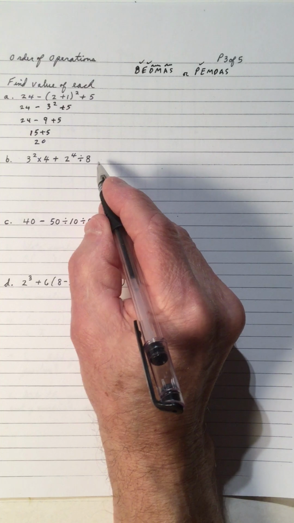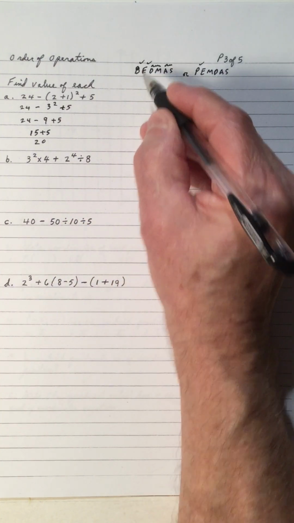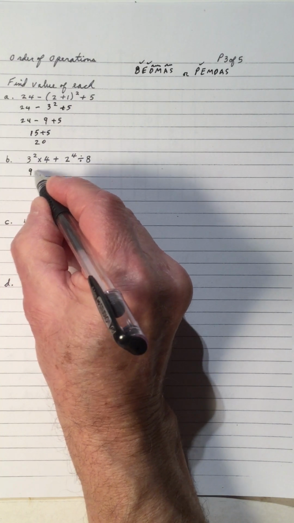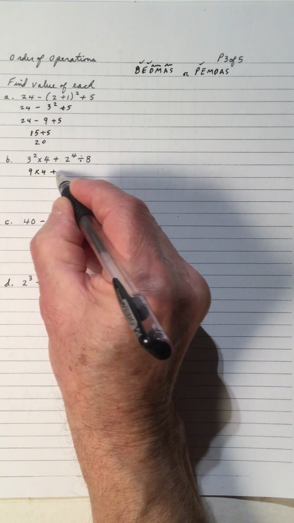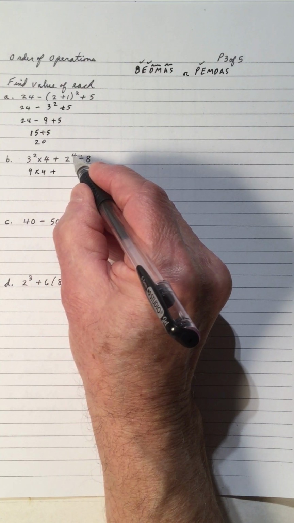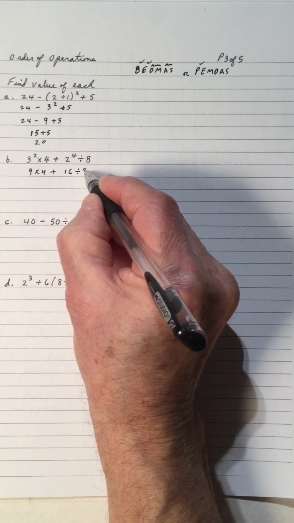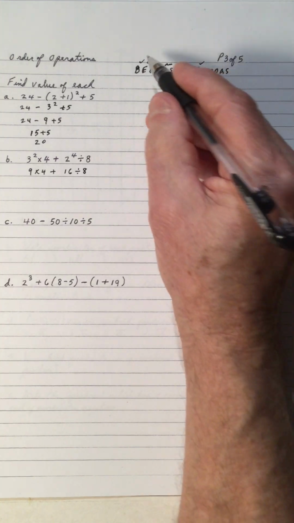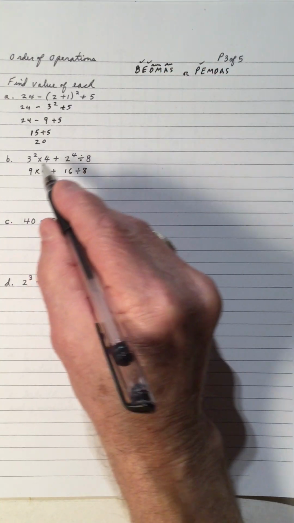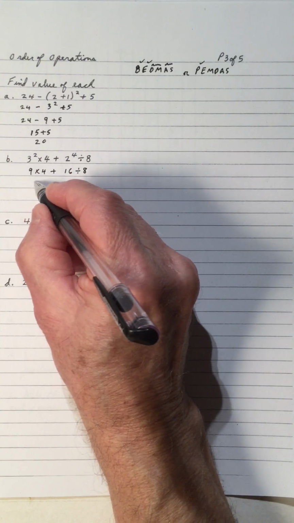Now we have another one. We have no brackets, so we do the exponents first. So 3 squared is 9. 2 to the 4 is 2 times 2 is 4, times 2 is 8, times 2 is 16. So we have no brackets, exponents are done. Now we have to do the multiplication, division, left to right. So we have to multiply these two first.